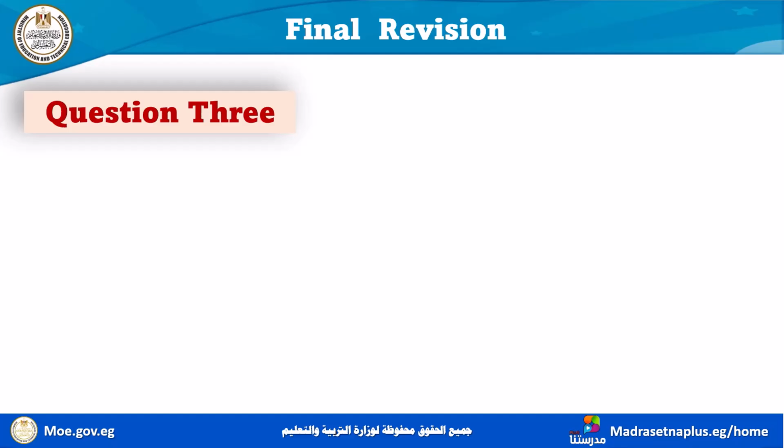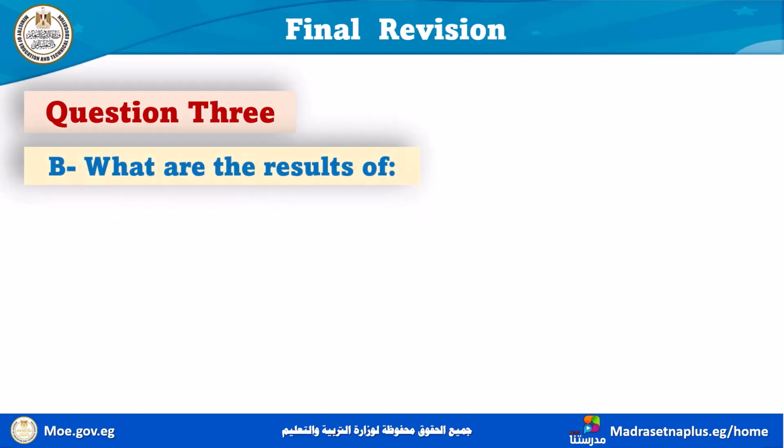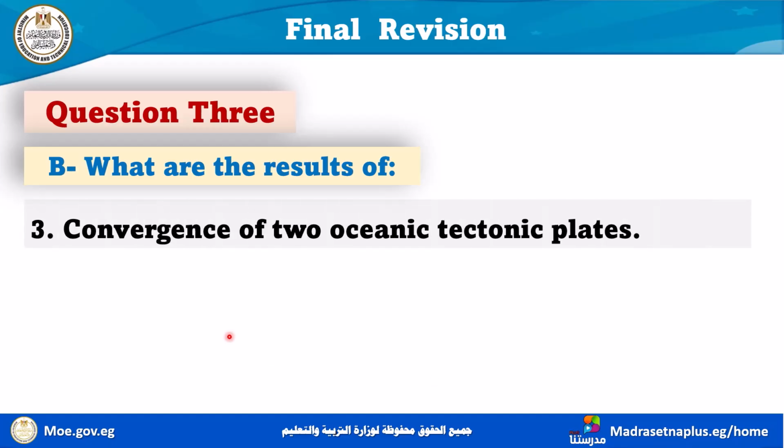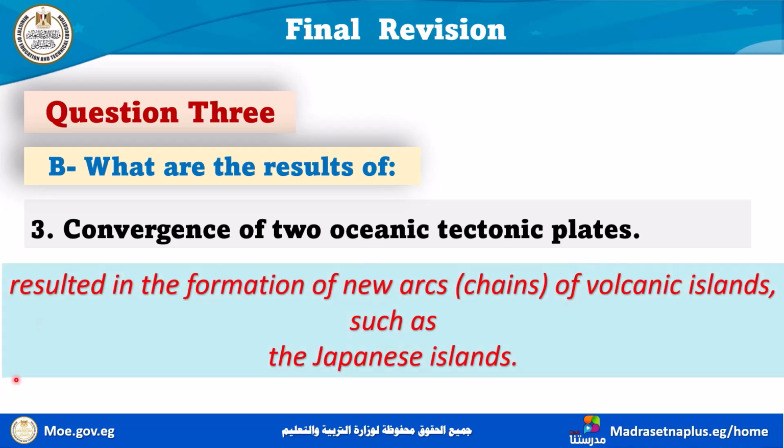Question 3, and we're still in the second part of it. What are the results of convergence of two oceanic tectonic plates? What happens when the convergence of two oceanic plates? It resulted in the formation of new arcs or chain of volcanic islands, like in case of Japanese islands.